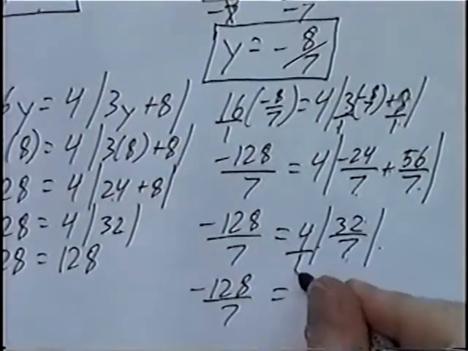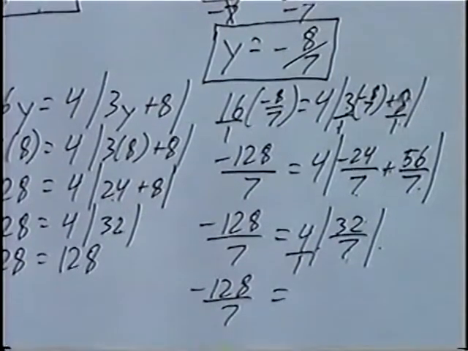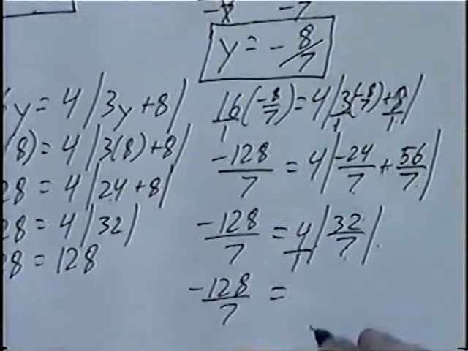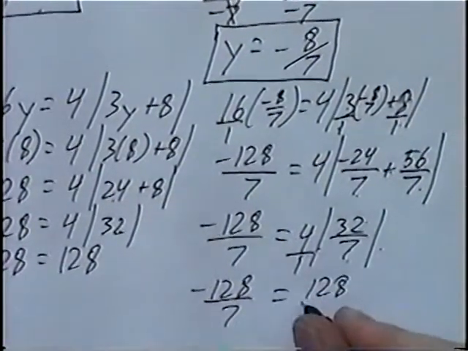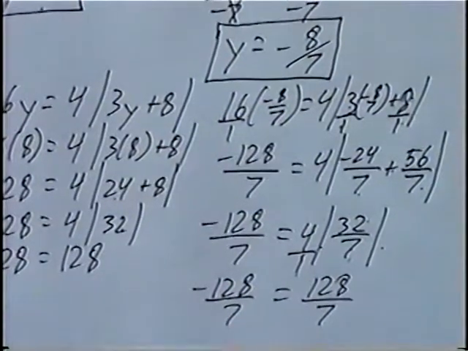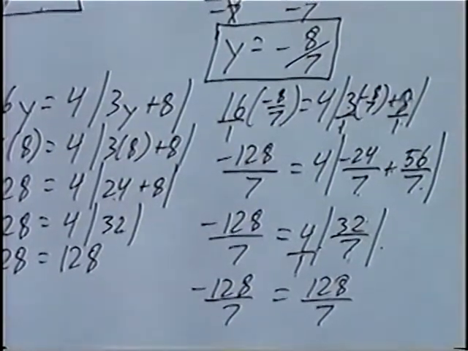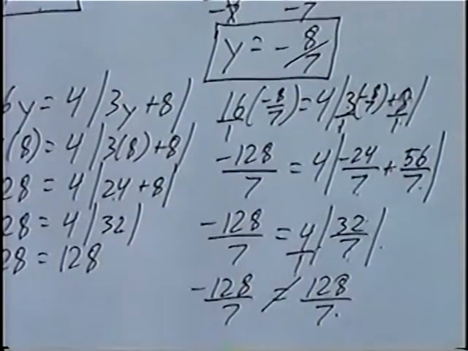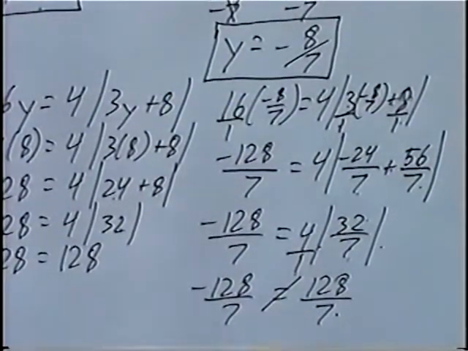Multiplying by 4, we can change the 4 to a fraction, 4 over 1. And multiplying 4 times 32, that would be 128. And 1 times 7 would be 7. Negative 128 over 7 does not equal positive 128 over 7.